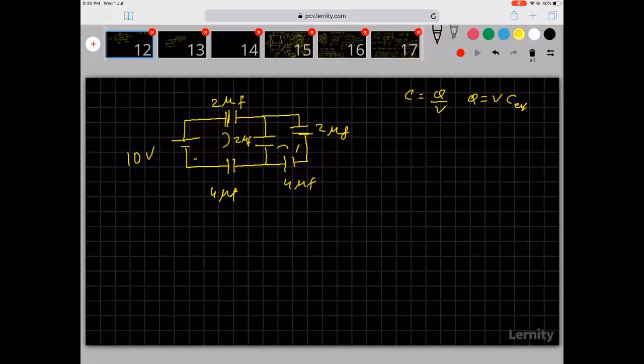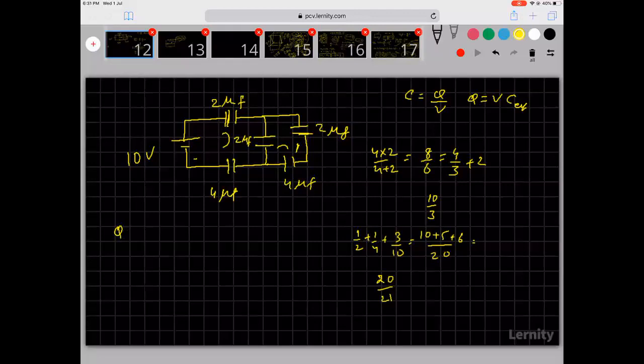If you want to work it out, this will be 4 into 2 by 4 plus 2. That means 8 by 6, that means 4 by 3. 4 by 3 plus 2 will become 10 by 3. Now I have 1 by 2 plus 1 by 4 plus 3 by 10. So the LCM is 20: 10 plus 5 plus 6. So the effective will become 20 by 21. If the effective capacitance is 20 by 21, Q will become equal to 200 by 21.